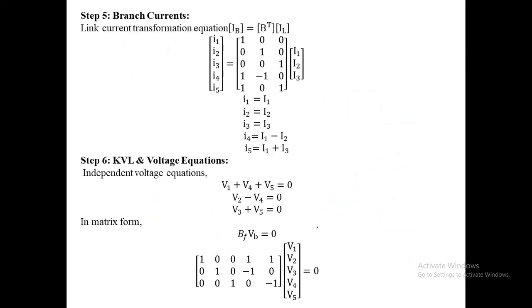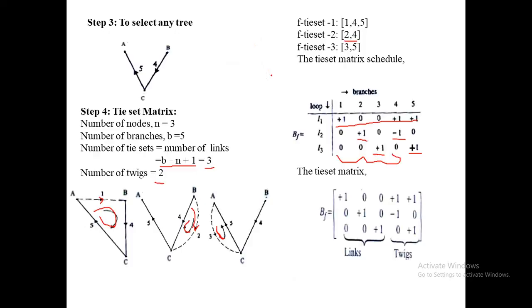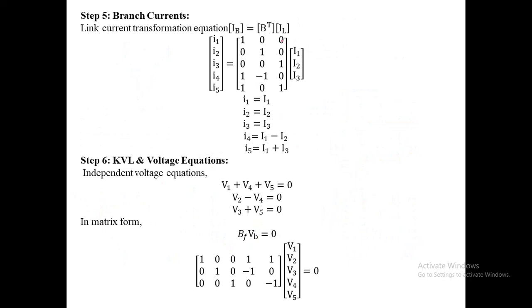Next, in this problem they ask for the link current transformation equation: IB equals B transpose IL. Here IB is the branch current. We choose i1, i2, i3, i4, i5 as the branch currents, because our oriented graph has 5 branches. Next, B transpose is the tie-set matrix transpose. This is the tie-set matrix. Transpose means we have to transpose the values.